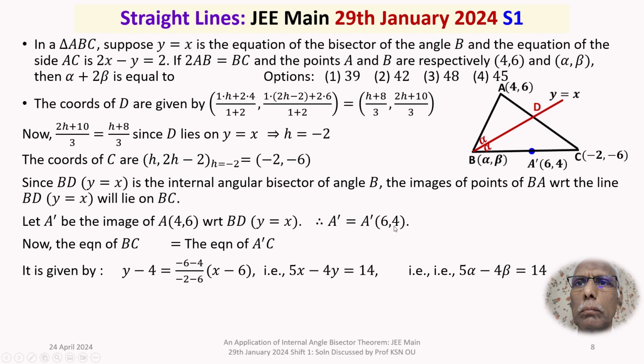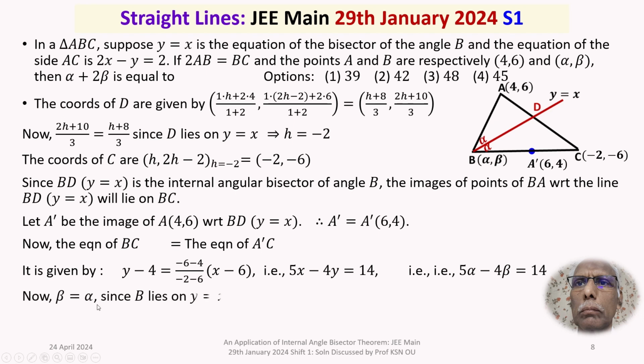Now it is the equation of A prime C, which is the same as the equation of BC, and this line is passing through B, whose coordinates are alpha comma beta. Therefore, alpha comma beta also satisfies this equation. Put x is equal to alpha, y is equal to beta in this. You get 5 alpha minus 4 beta is equal to 14. But now this alpha comma beta lies on the angular bisector of the angle B, whose equation is y is equal to x. Therefore, alpha is equal to beta.